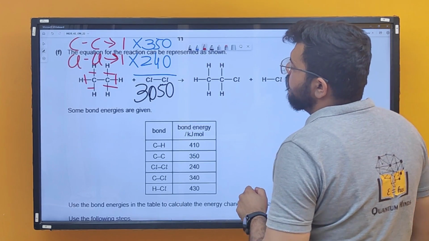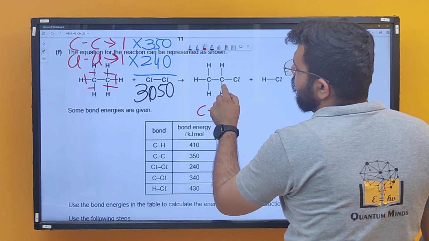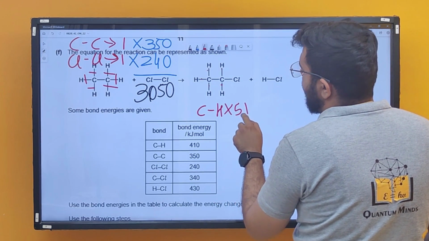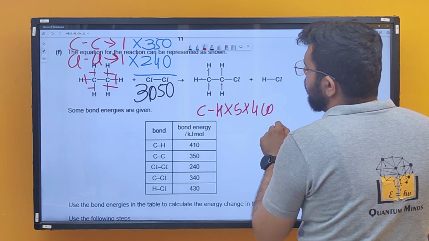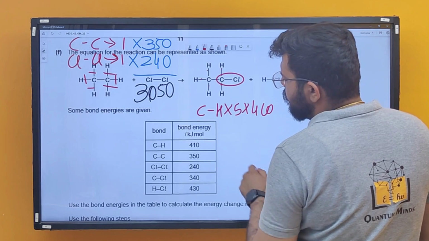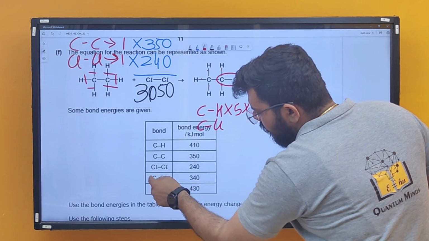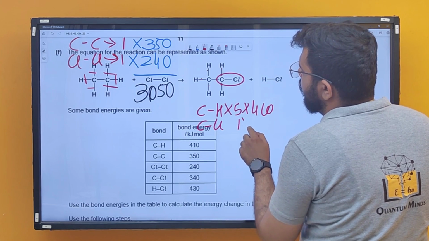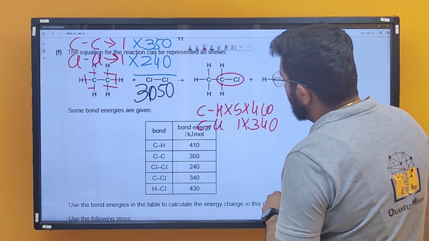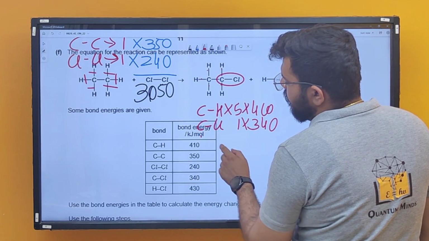Then what bonds are made? CH bonds are made again. How many? 1, 2, 3, 4 and 5. So 5 of them. Again I'll multiply 410 here. Then a CCl bond is also made. So C and Cl, how many? Only 1, which is 340. So 1 into 340, right? Then we have an HCl bond made, right?